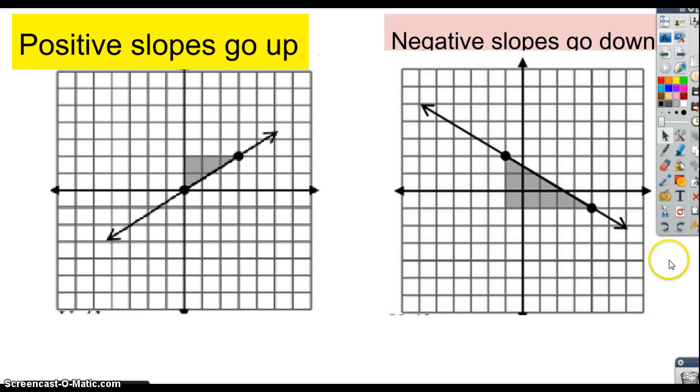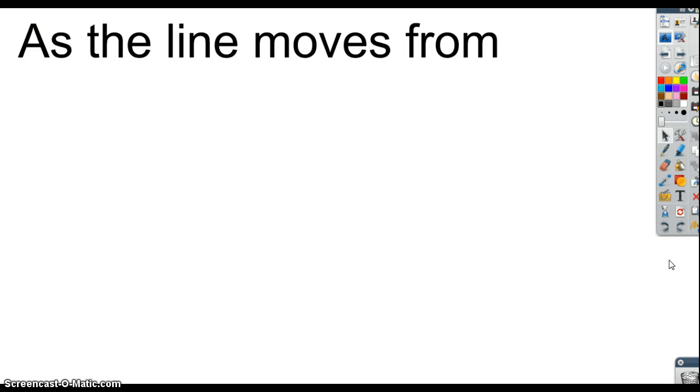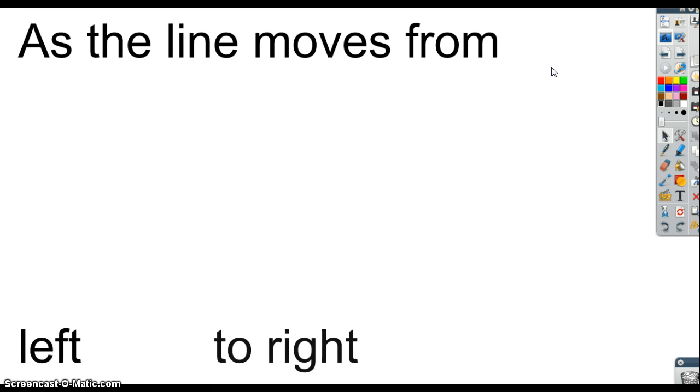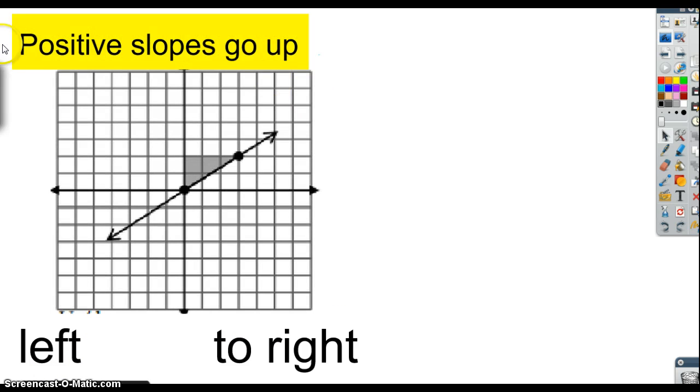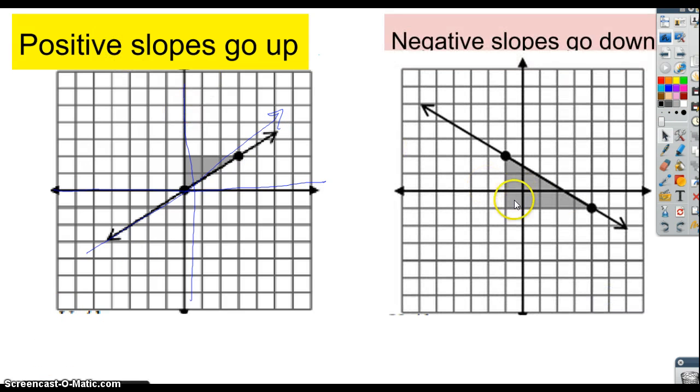Okay, I'm going to repeat that from the beginning. Okay, so please make your paper look just like this. At the top of your paper, write "as the line moves from," and then at the bottom, "left to right," and you need to leave yourself room in the middle to draw this graph. Positive slopes go up, and at the top it needs to say positive slopes go up, and then you need to sketch a graph that goes up. Pretty simple, I don't want you to make it exact, just an axis here, and then a line that goes up. As a line moves from left to right, positive slopes go up, negative slopes go down.